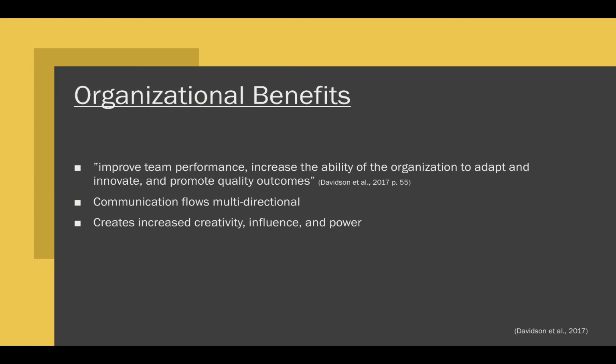There are some overarching benefits to complexity leadership theory. Complexity leadership behaviors have been shown to improve team performance, increase the ability of the organization to adapt and innovate, and promote quality outcomes. Additionally, feedback and overall communication flows multidirectional, down from the upper levels of management to the staff, up from the staff to upper management, and also across from staff to staff. This increase in the number of contributors creates increased creativity, influence, and power behind the change to realize better outcomes.